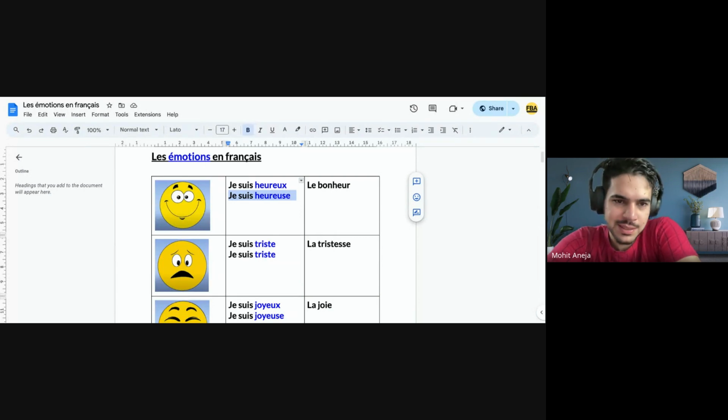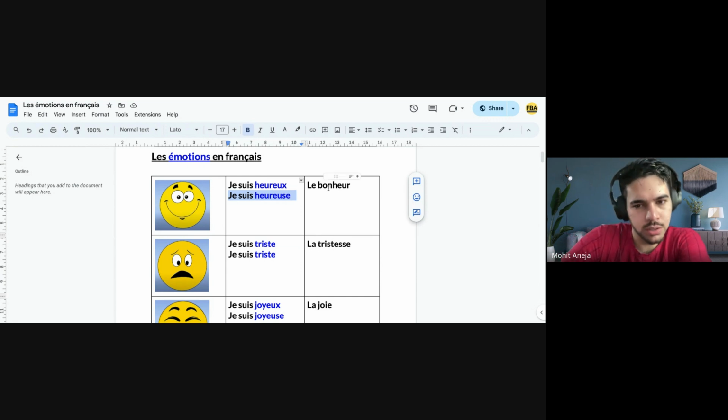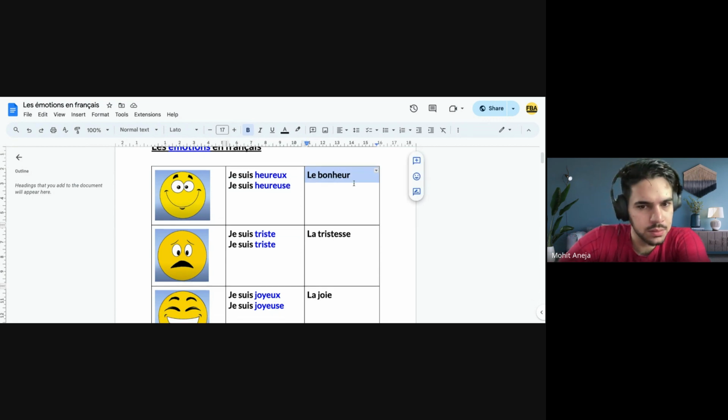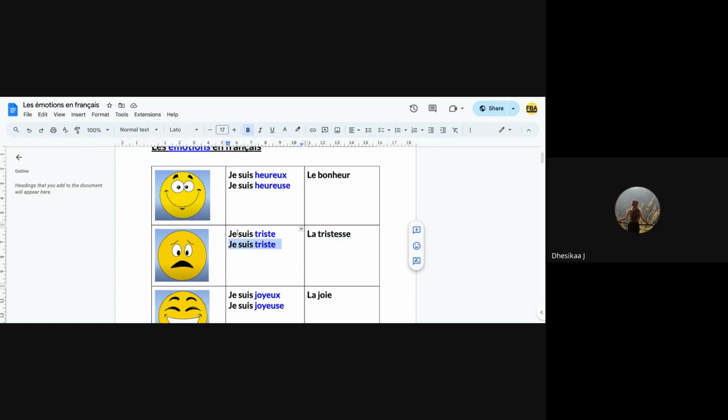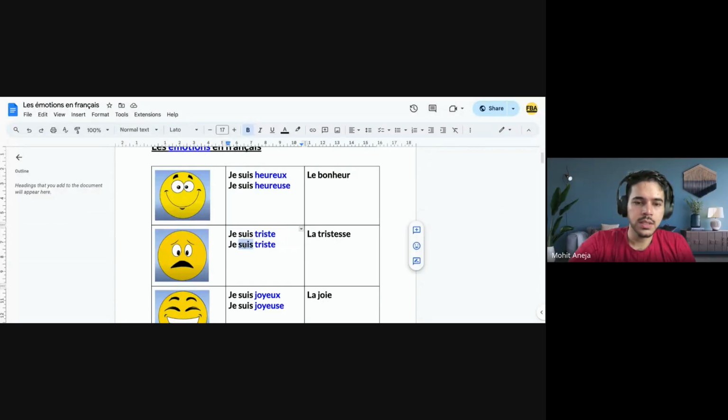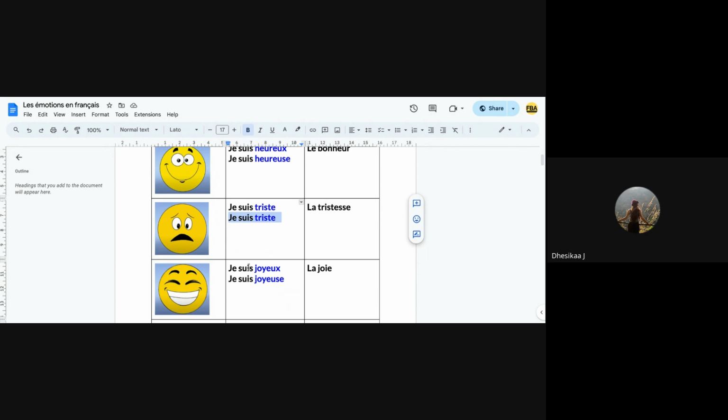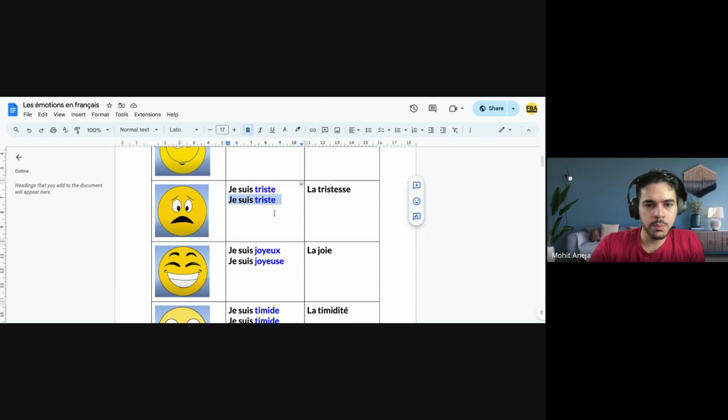And happiness, like the noun, is le bonheur. We're not focusing our attention on this one for now. We're focusing our attention on these sentences, how to express yourself. Okay, we'll learn the emotion names later, but they're there for your reference. Let's say the next sentence. Je suis triste. Okay, I'm sad. Okay, je suis triste.